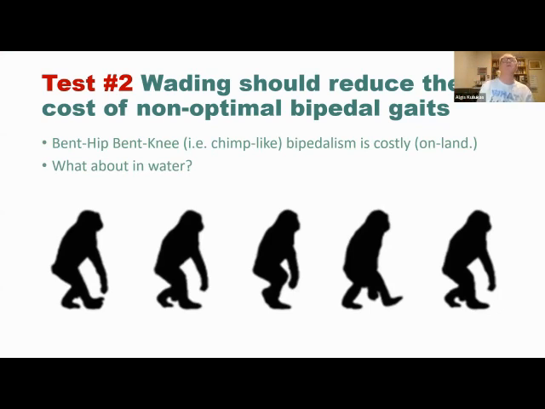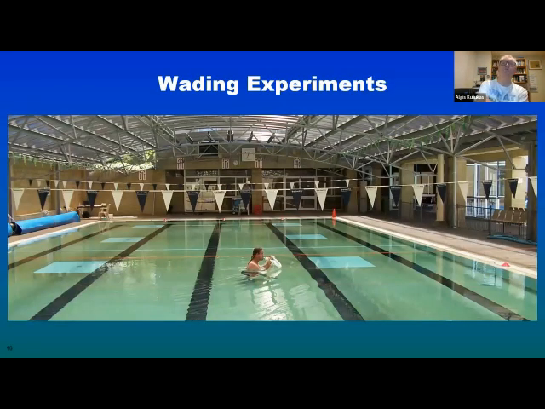The second test, remember, was that the earliest bipedal apes would not have been anatomically adapted to moving bipedally like we are. They would be walking with a bent hip, bent knee gait, or something that's a little bit inefficient. They would not have been as efficient at moving as we are. And so the idea is that water would cushion them from this inefficiency. That's the testable hypothesis. So I did a series of wading experiments.